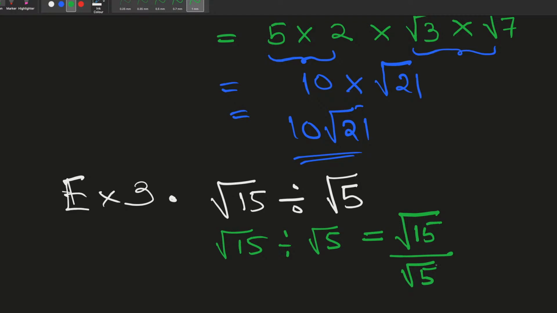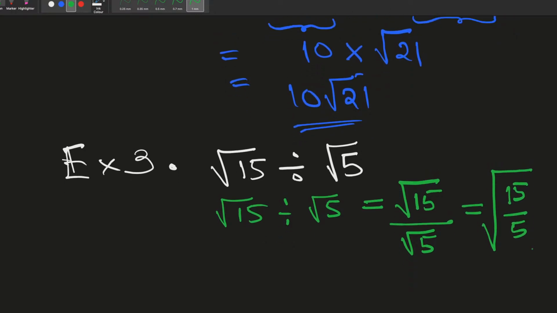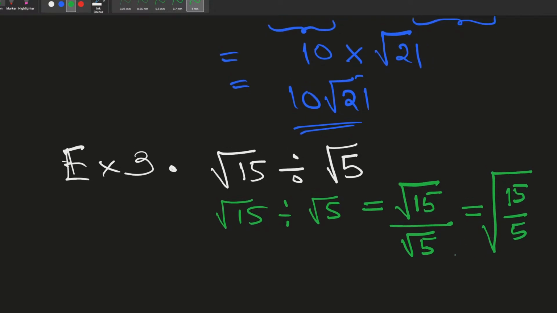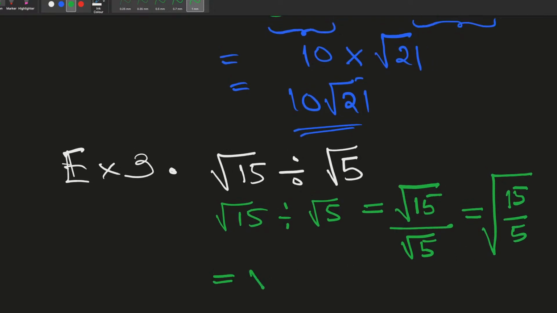Don't forget that we learned earlier that this can be written as the root of 15 over 5, because they are dividing, and the rules say that we have the right to write this equation in this form. And we know 5 will go into 15 how many times? 3. Therefore our answer will be equal to root 3. That's it.